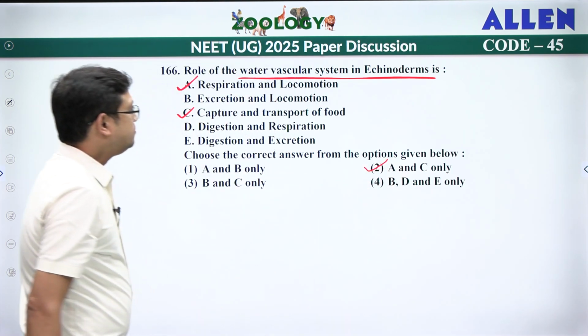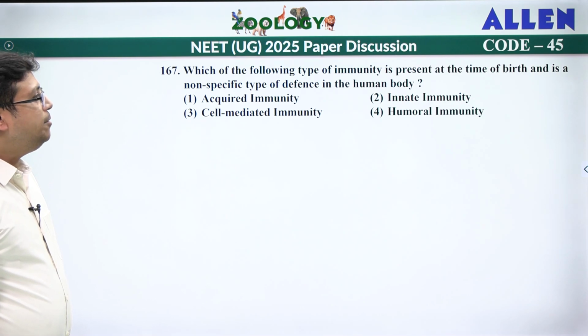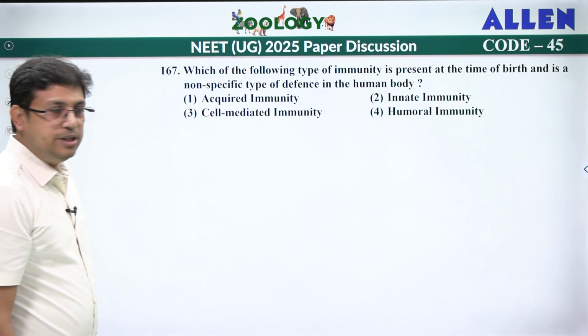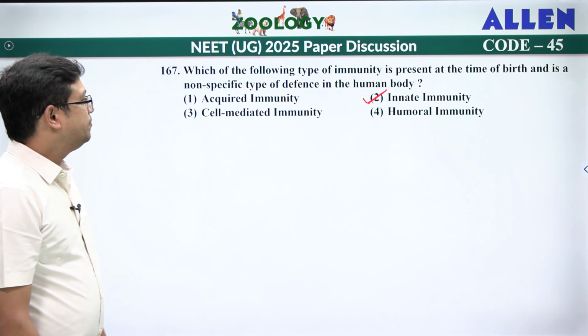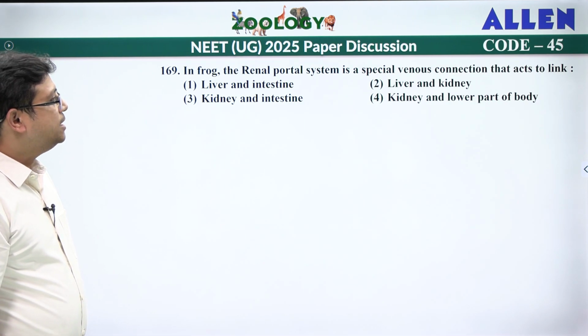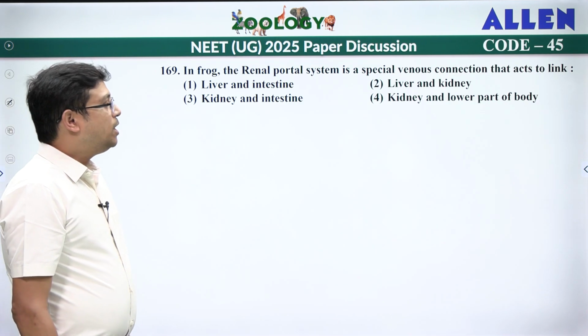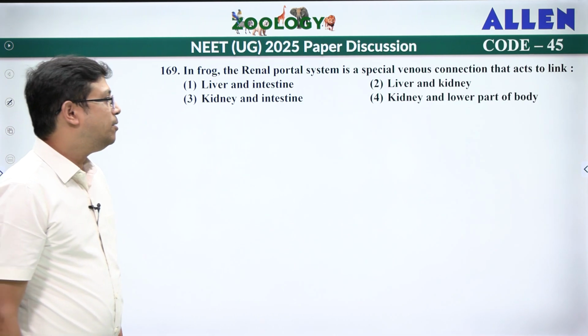Second one. Next. Which of the following types of immunity is present at the time of birth and is the non-specific type of defense? It is innate immunity. This is also a direct question. In frog, renal portal system is a special venous connection that acts... Renal portal system actually connects the kidney and the lower part of the body.